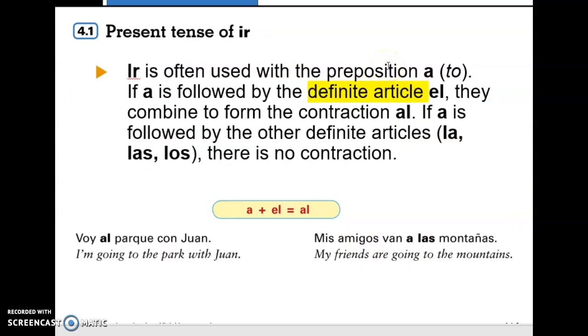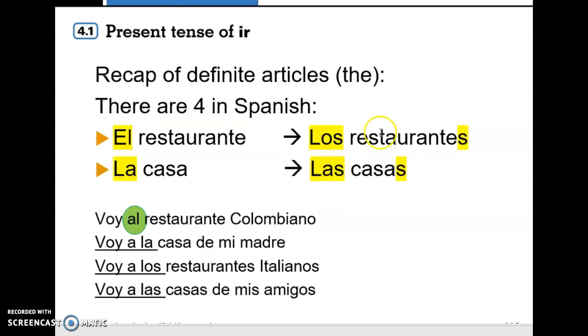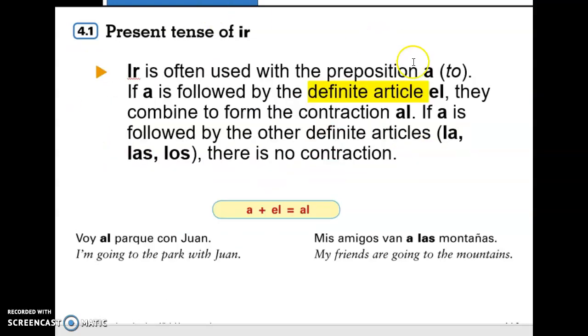Now, the verb ir, obviously, when we are talking about going, we usually say going to a place. So that in Spanish is going to be a. But we have to also use the definite article, okay? And we're going to talk about those 4 definite articles coming up in here. But in here, it's telling you, we are going to combine a plus el to form al.